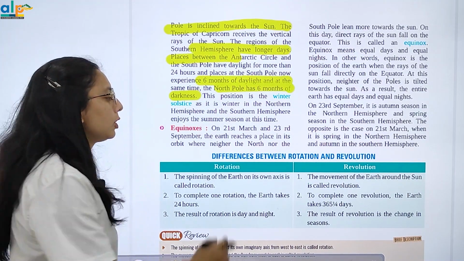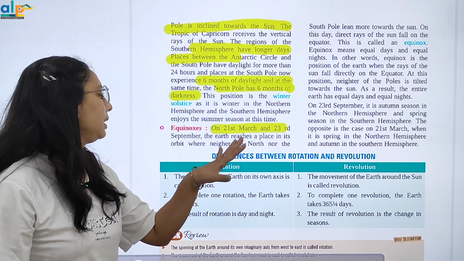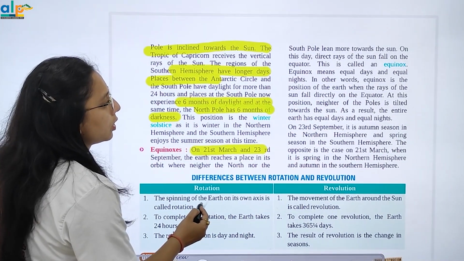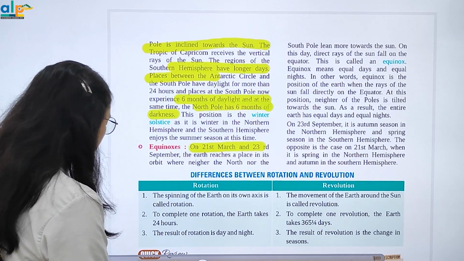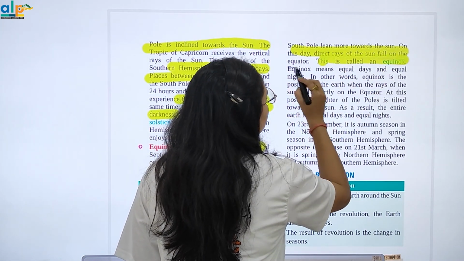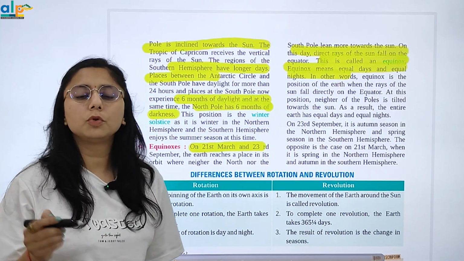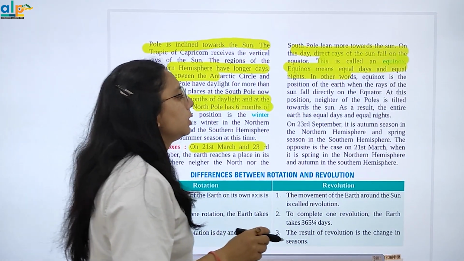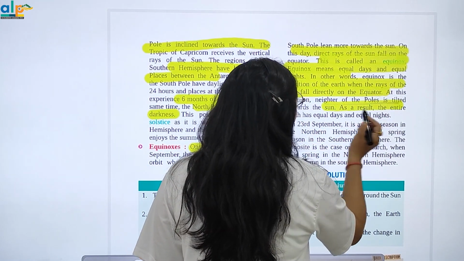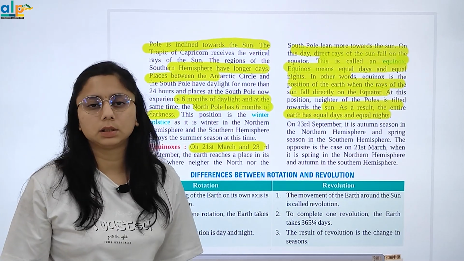If we talk about equinoxes, on 21st March and 23rd September the Earth reaches a position in its orbit where the direct rays fall on the equator, and this is called an equinox. Equinox means equal day and equal night. In other words, an equinox is the position of the Earth when the rays of the sun fall directly on the equator. As a result, the entire Earth has equal day and equal night.